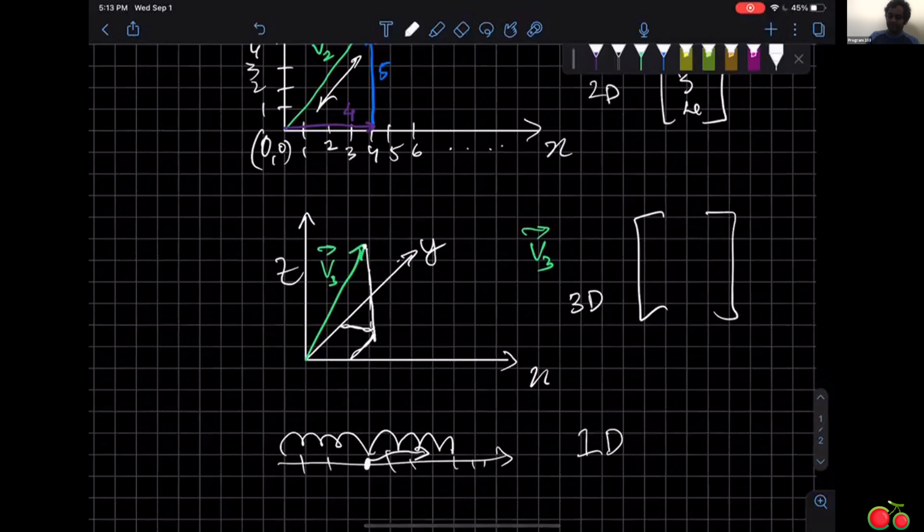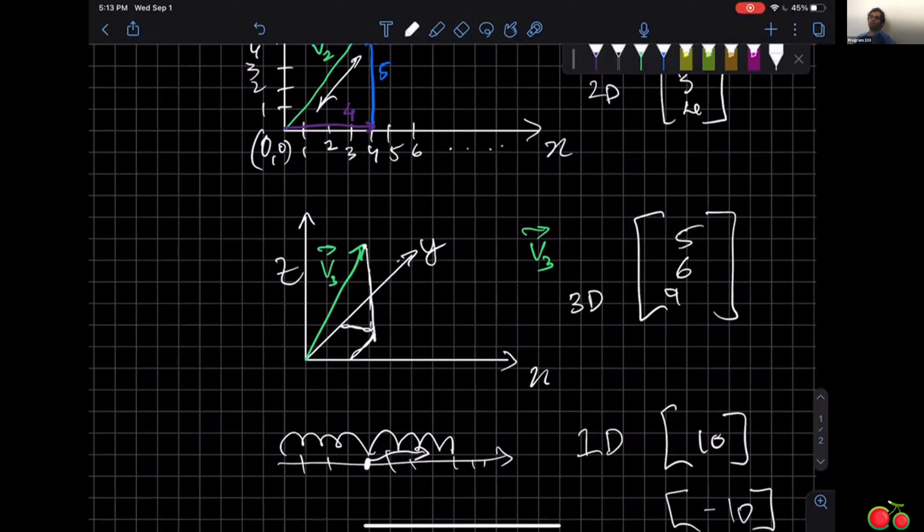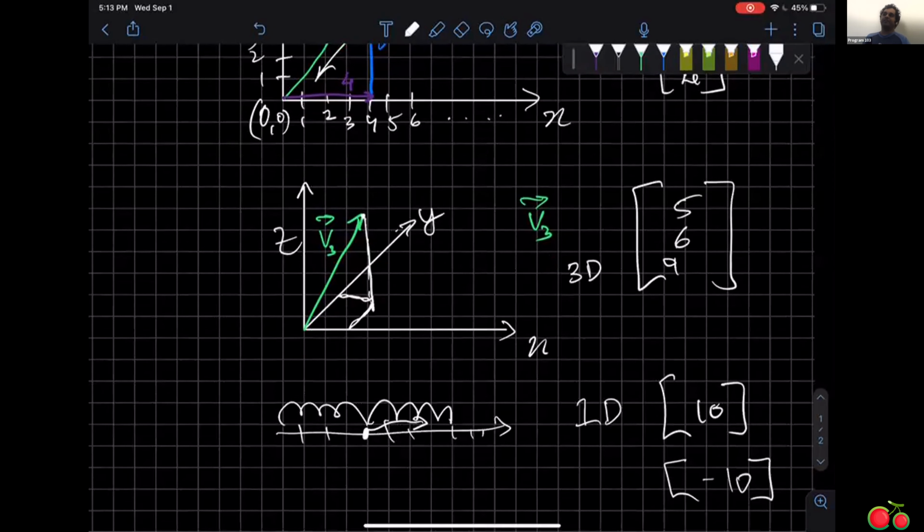Those numbers can be misleading. 5, 6, 9. And a 1D vector would just look like 10 or minus 10. So notice that it's a single number, right? Mathematically speaking, it doesn't behave like a vector, but it kind of does have that notion of direction, right? And the direction in many ways is the magnitude.